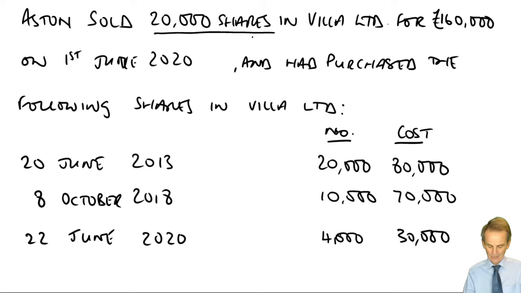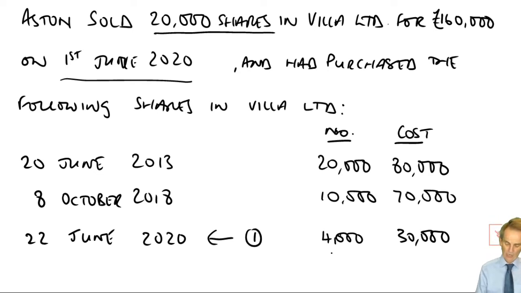As we said, we would identify, first of all, do we have any shares that were acquired on the same day as that sale? No, there weren't. Were there any acquired in the following 30 days? Yes, there was, the 22nd of June. Those, therefore, are the first shares to be deemed to be sold. That's 4,000 shares out of a total of 20,000 shares sold.